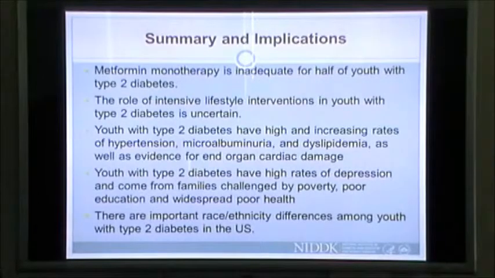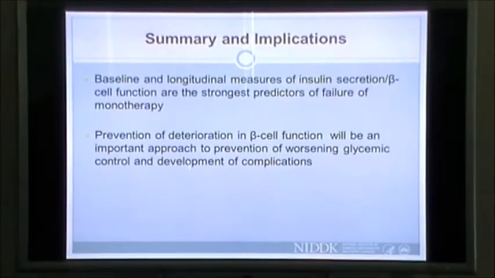So, in summary, metformin monotherapy is inadequate for half of youth with type 2 diabetes. The role of intensive lifestyle intervention is uncertain. They have high and increasing rates, which I didn't show you, of hypertension, microalbuminuria, and dyslipidemia, and/or cardiac damage. They have high rates of depression, come from families challenged by poverty, poor education, and widespread poor health. There are important race and ethnicity differences.